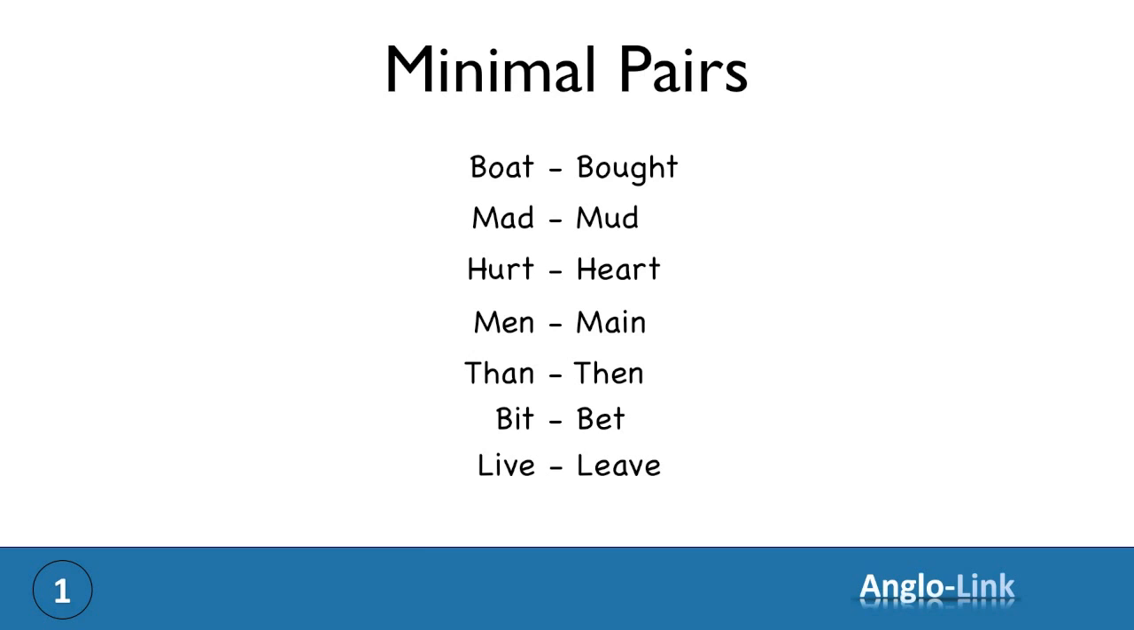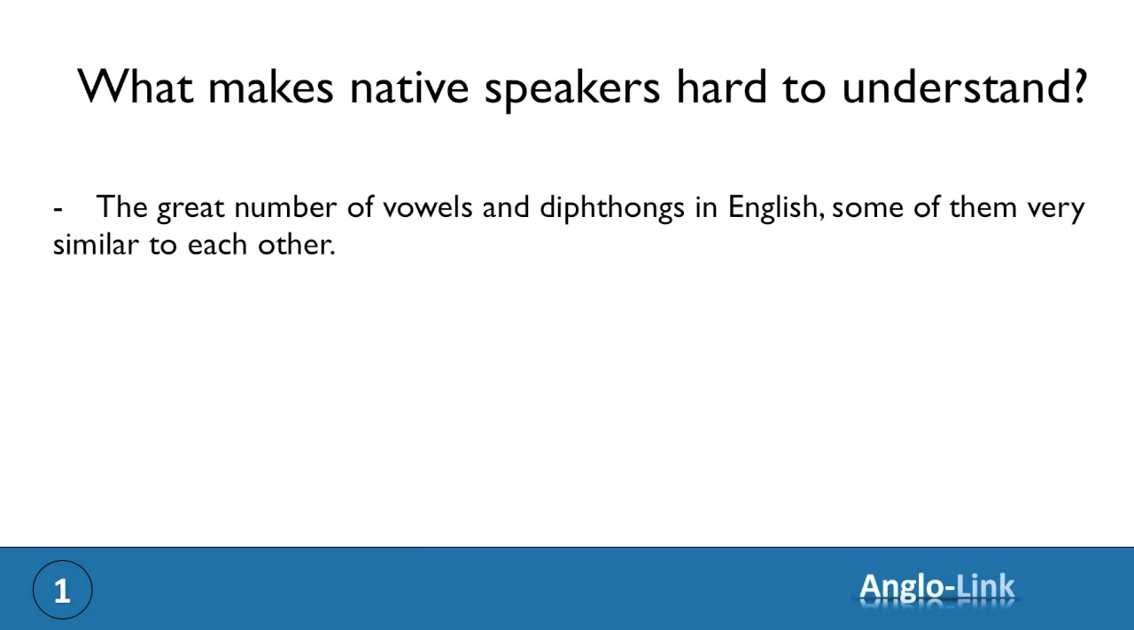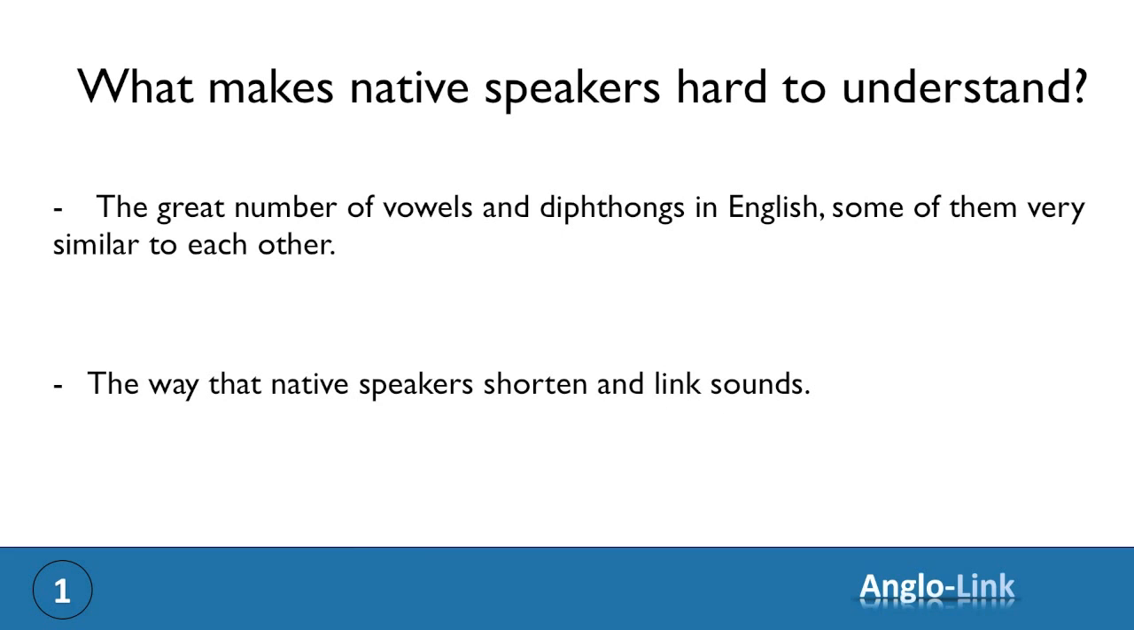So in connected speech, they're not easy to tell apart. This is the first reason why listening to English native speakers can be challenging. Now, let's look at the second reason. The second reason is the way that native speakers shorten and link sounds. Let's give you a quick example.